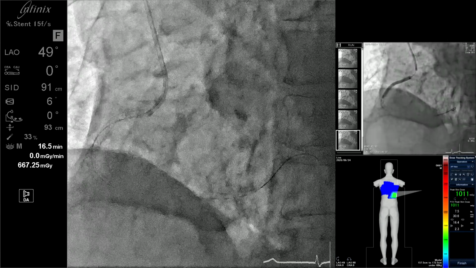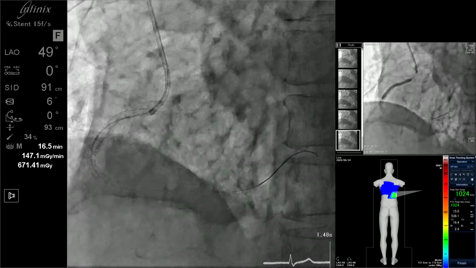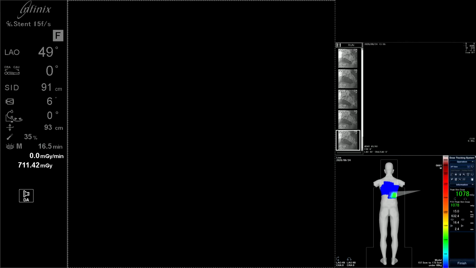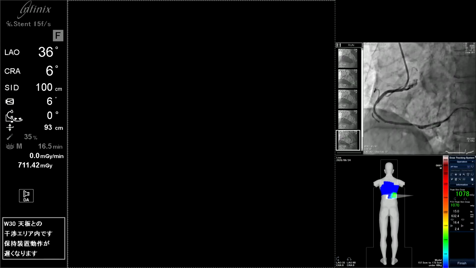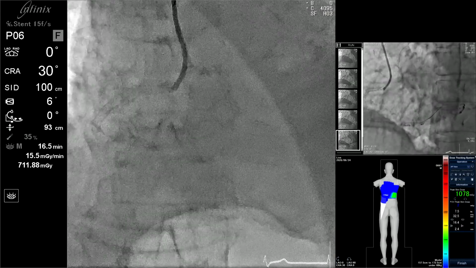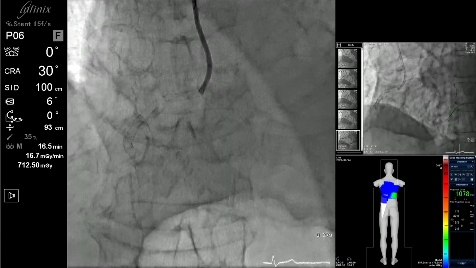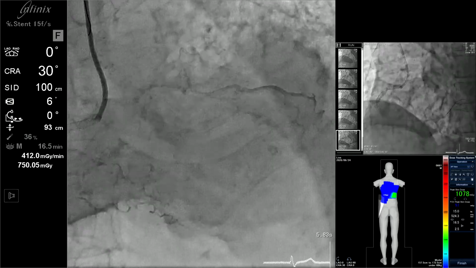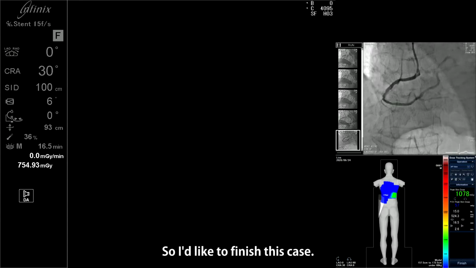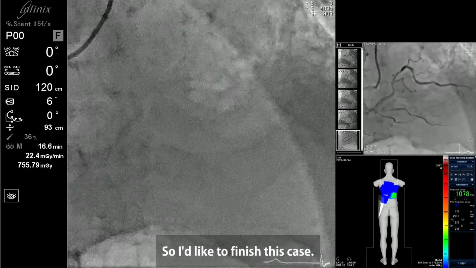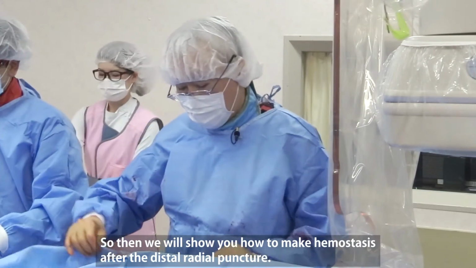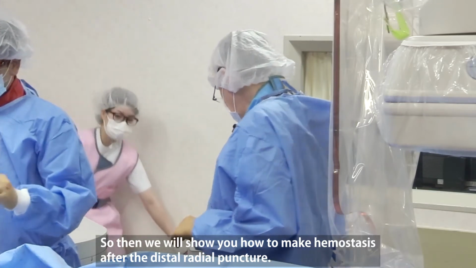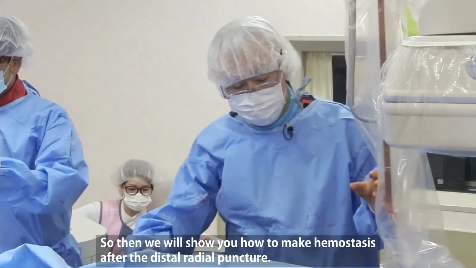So I would like to finish this case. Then we will show you how to make hemostasis after the distal radial puncture.